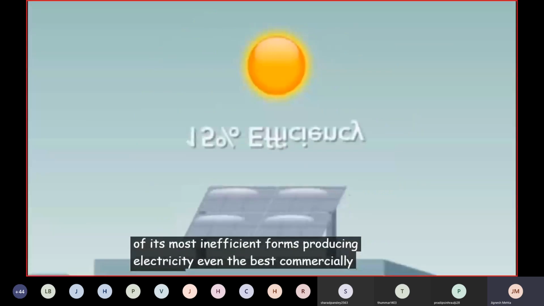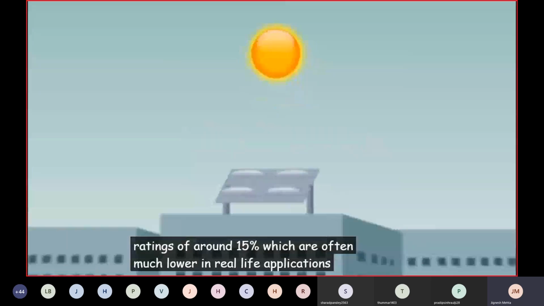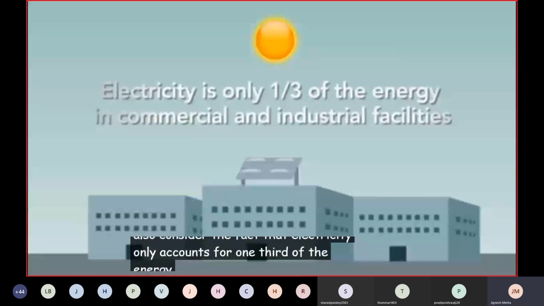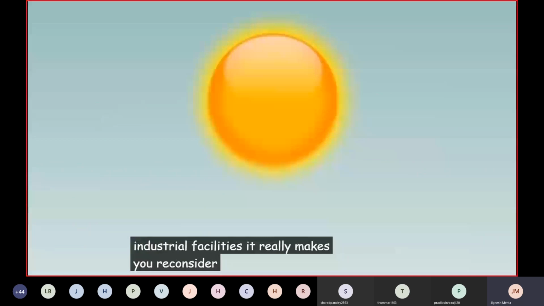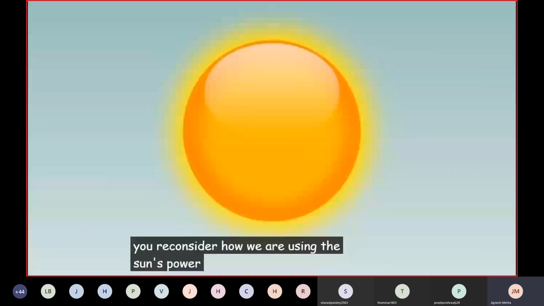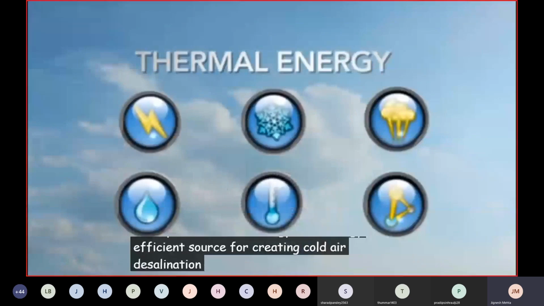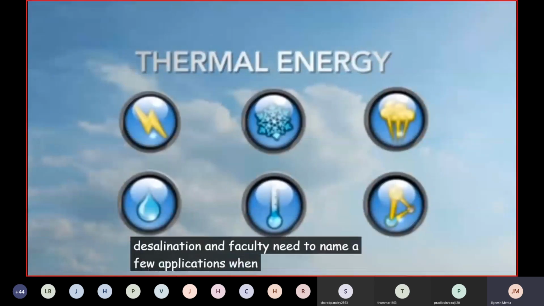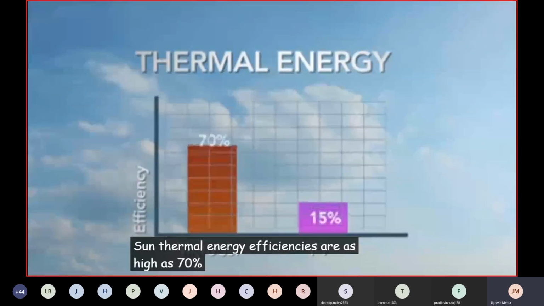Even the best commercially available solar panels have efficiency ratings of around 15%, which are often much lower in real-life applications. Also consider the fact that electricity only accounts for 1/3 of the energy consumption in commercial and industrial facilities. It really makes you reconsider how we are using the sun's power. Thermal energy is an energy-efficient source for creating cold air, desalination, and process heating, to name a few applications. When generated from the sun, thermal energy efficiencies are as high as 70%.